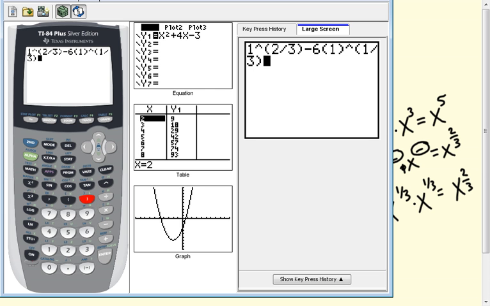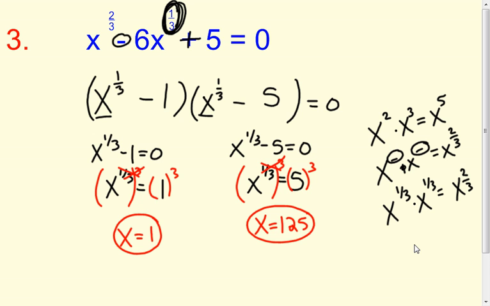And then plus 5. Okay? And you should get 0, which I do. If you don't get 0, it doesn't check. And then you can do the same thing with 125. And I will tell you that 125, when you put that in, it does check.